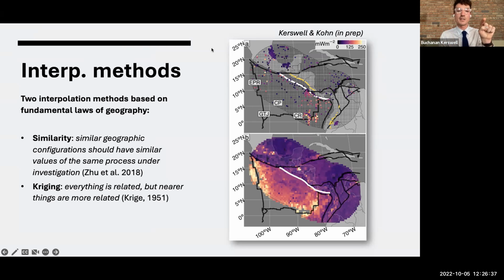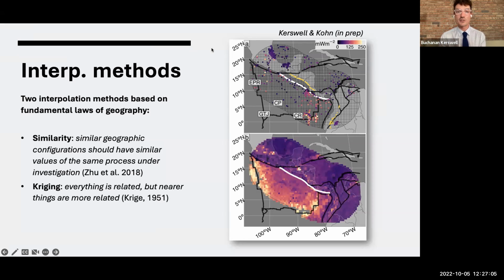If I measure heat flow here and I go maybe 15 kilometers away, I would expect that those two heat flow measurements are unlikely to be correlated with each other. Okay, so kriging is a method that only considers the spatial continuity of measurements or observations. Similarity is totally ignorant of that and just uses raw geologic information to make predictions.